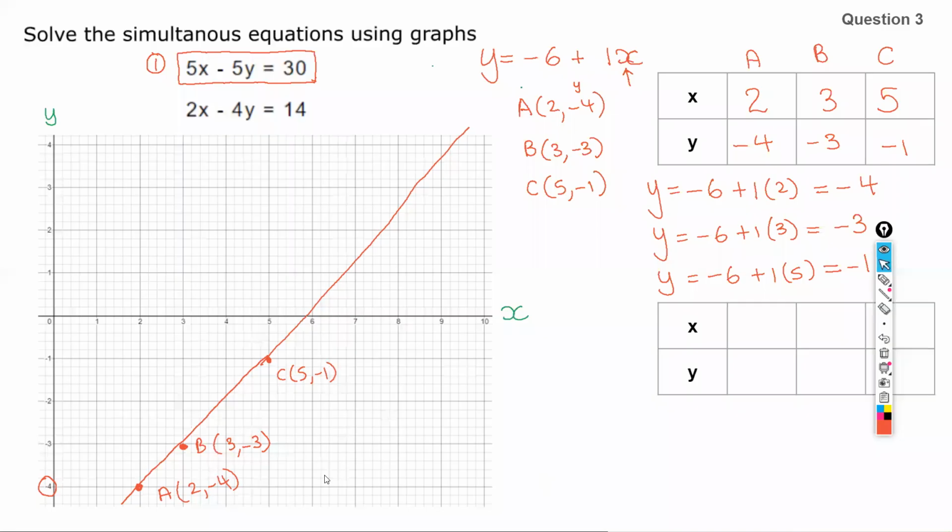Remember, when we're finished drawing a graph, we have to put the equation next to it. So I'm supposed to put 5x - 5y = 13 next to the graph. Okay? So make sure you do that for the examiner. He or she will appreciate it, and you will get marks for it. So you might as well do it.